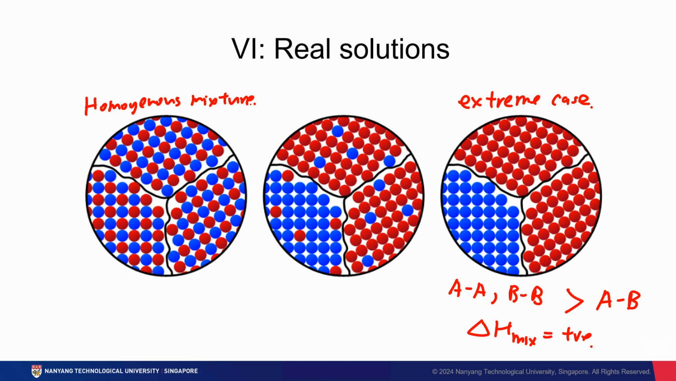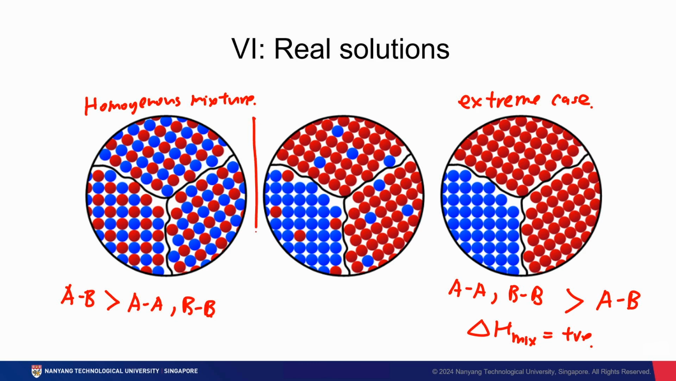A homogeneous mixture, whereby the AB bonds are stronger than AA and BB. And this, without much changes in enthalpy, would result in a homogeneous mixture and intersperse of material A and material B with each other.